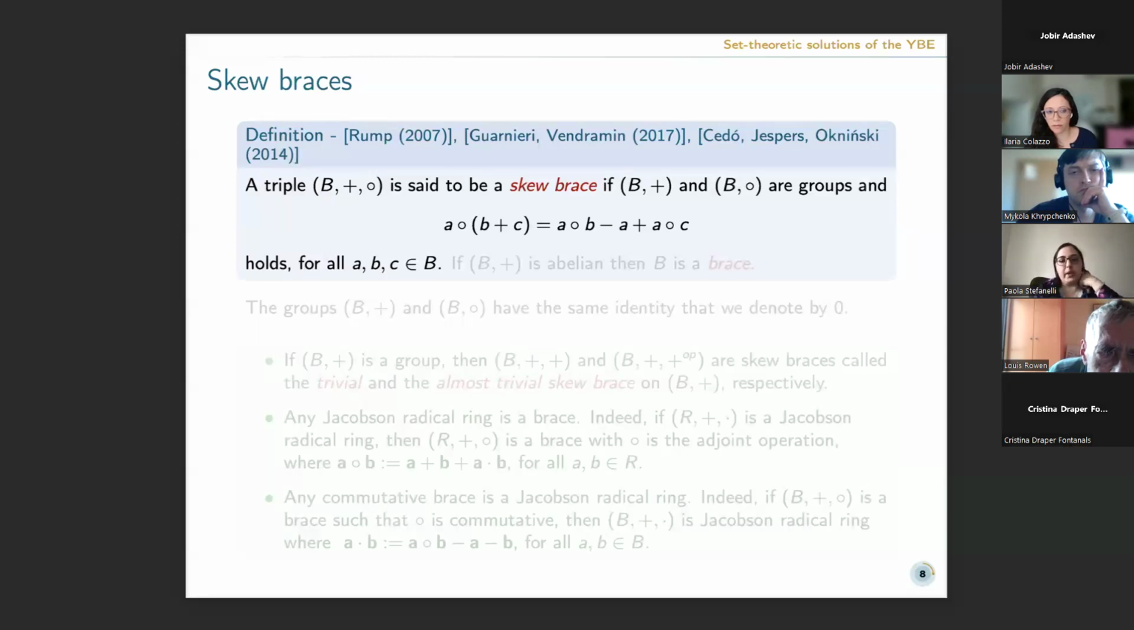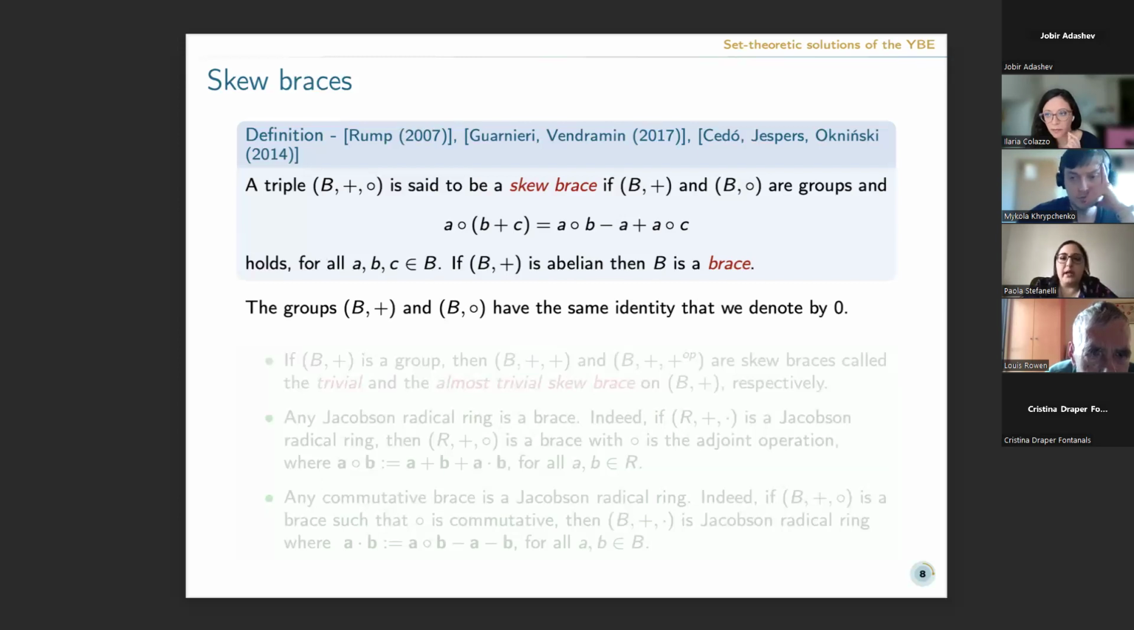A triple (B, +, ∘) is said to be a skew brace if (B, +) and (B, ∘) are groups satisfying this kind of distributivity law that we can name the skew brace distributivity law. In general, (B, +) is not an abelian group. When (B, +) is abelian, then we have a structure of brace, the structure that was originally introduced by Rump in this abelian version.